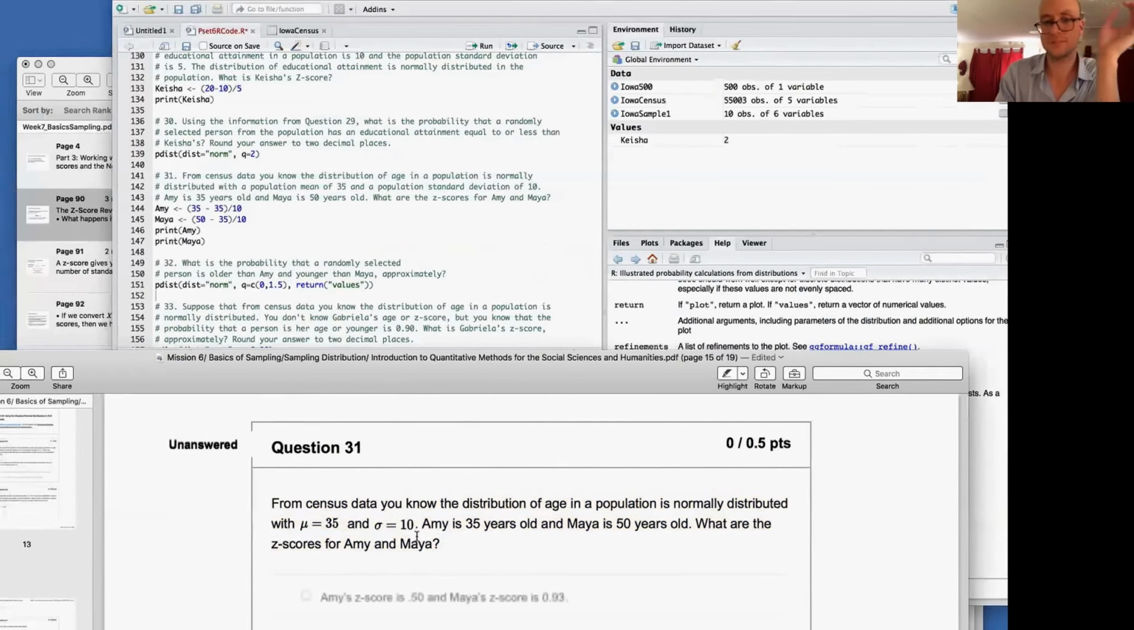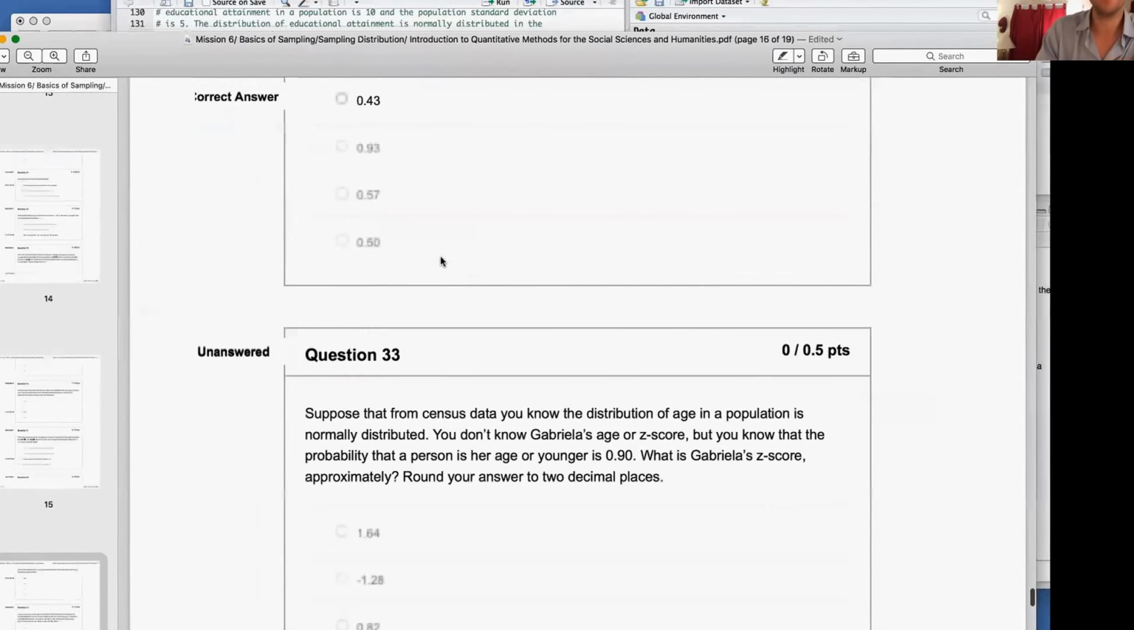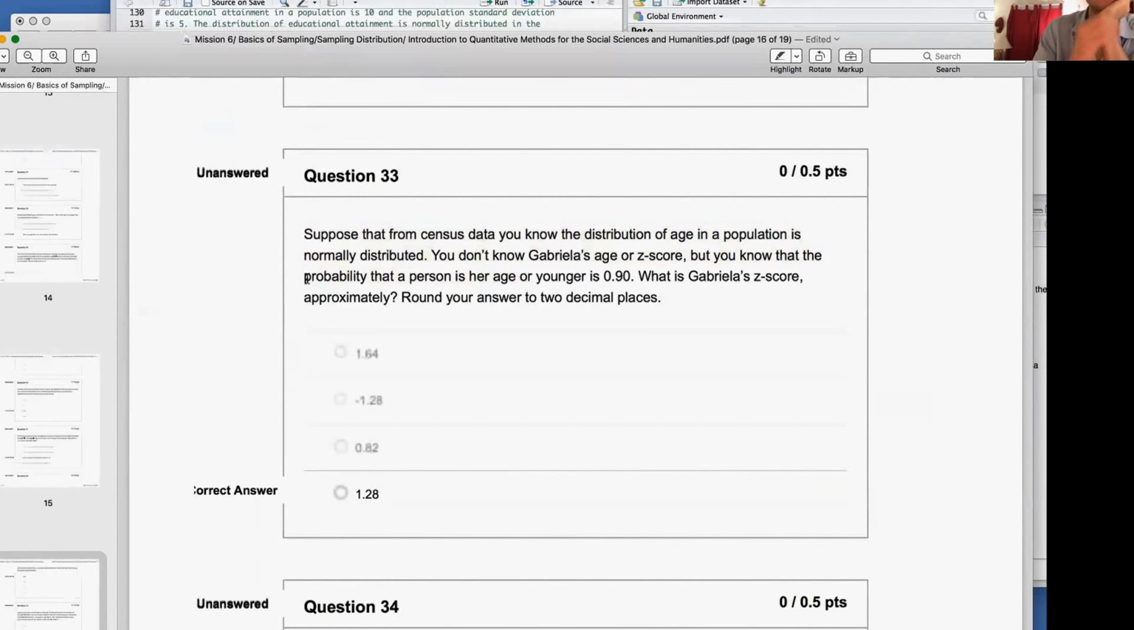Oh, I'm sorry. We skipped one. It's because we switched from different code. So for question 33, we ask, suppose from census data, you know the distribution of age in the population is normally distributed. Okay, this is important. You don't know Gabriella's age or z-score, but you know that the probability that a person her age is younger is 90. What is Gabriella's z-score approximately?